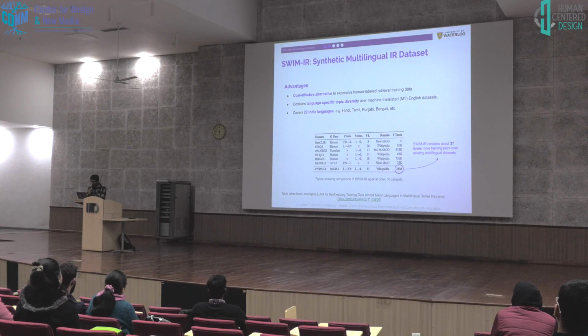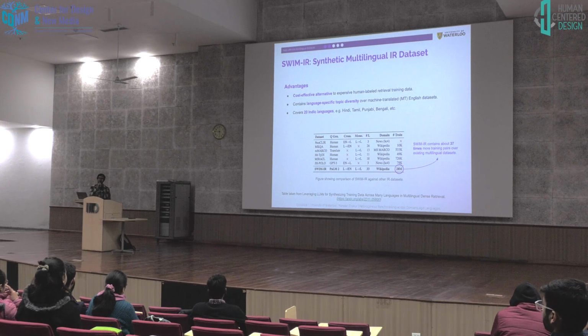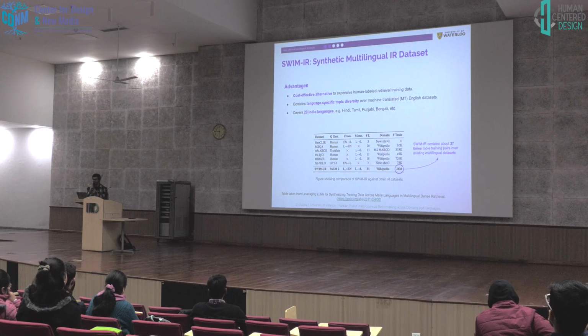Yeah, so the good part about our data set which we created through LLM is that we gave a lot of training pairs. Previously existing training data sets only contained up to a maximum of maybe, let's say, 750K training pairs. We increased it to 28 million actually. So that's about 37 times more than what existed.